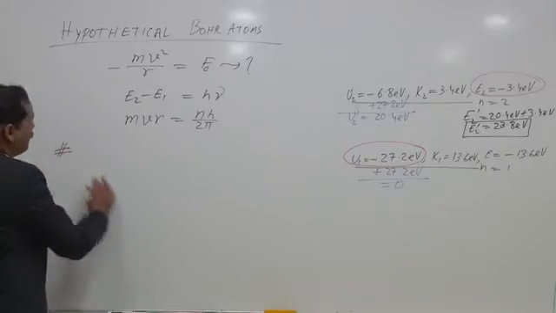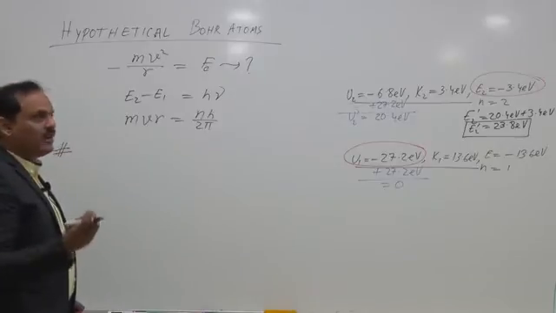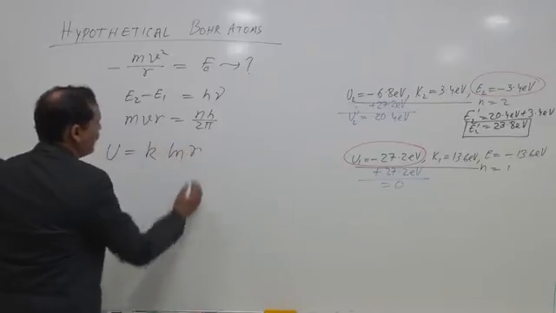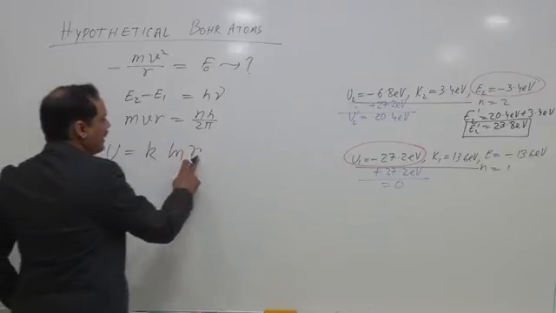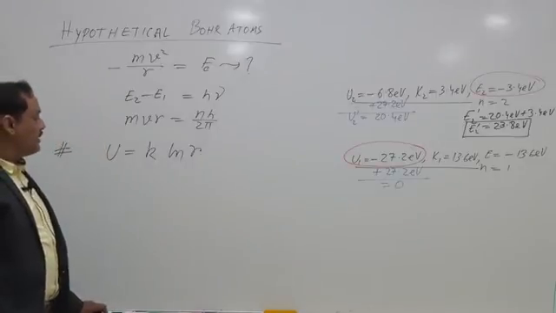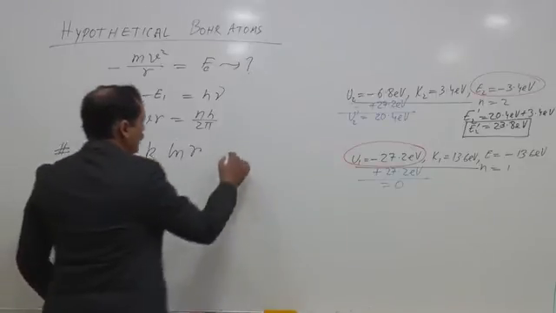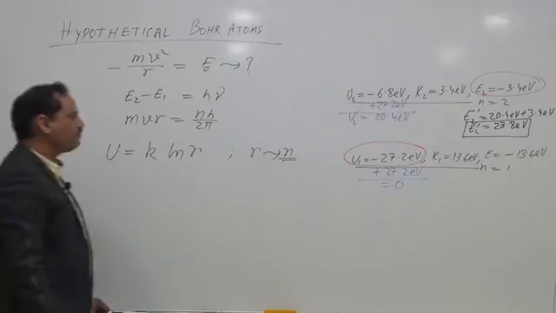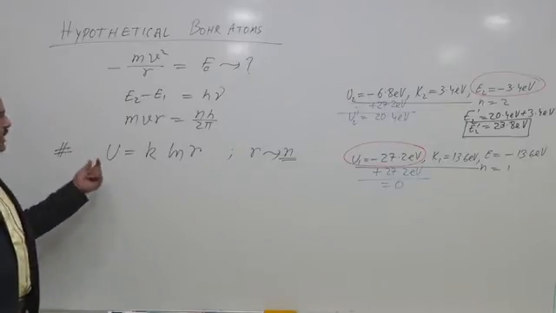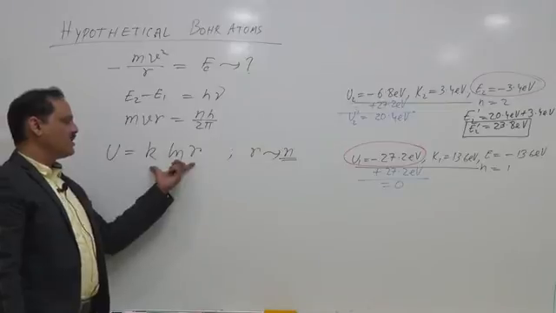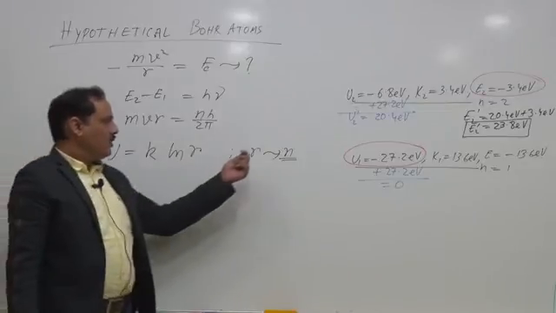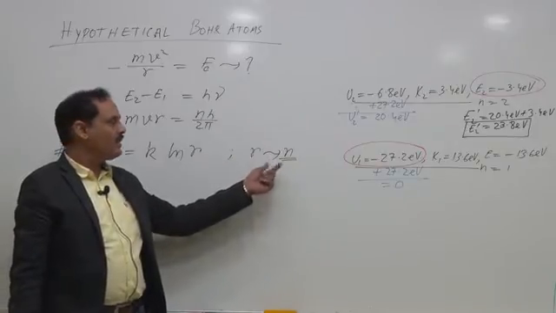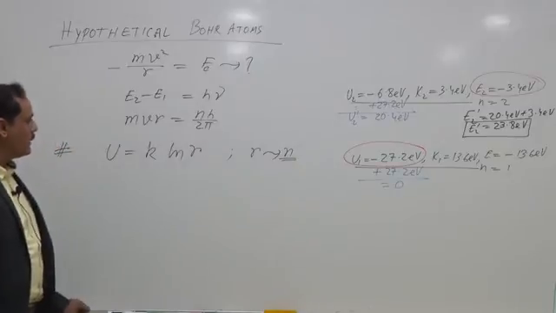The question is given: the potential energy between electron and nucleus is given by U is equal to K ln R, where K is a constant and R is the orbital radius. Then find the expression of R in terms of principal quantum number n. So, the potential energy between the orbiting particle, that is the electron, and the nucleus is given by K log R, where r is the orbital radius, and you need to find the expression for orbital radius in terms of principal quantum number.